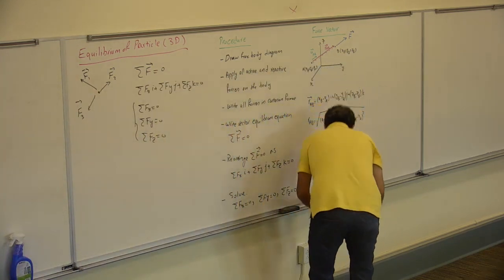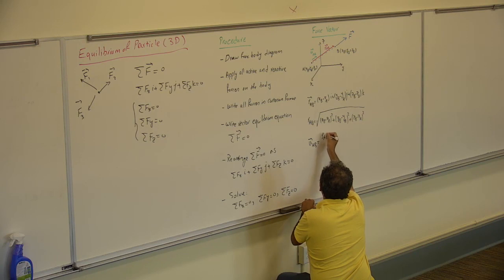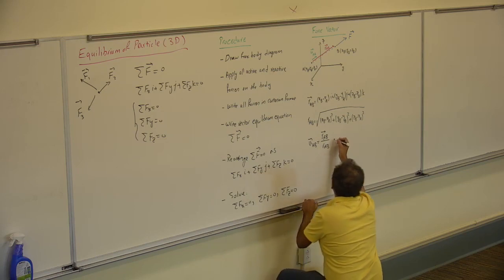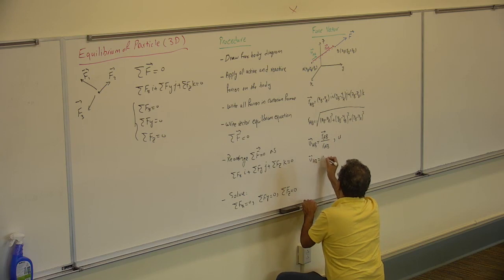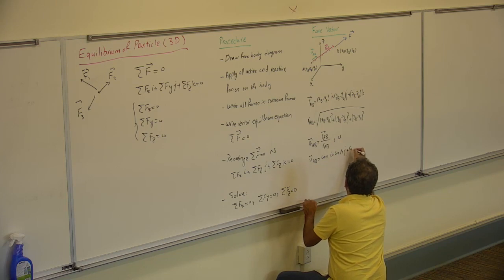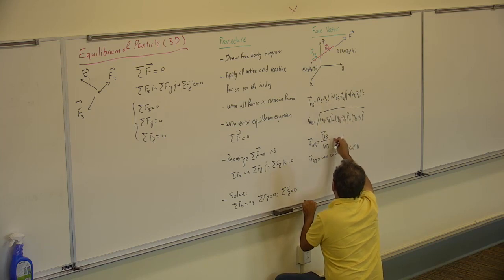Now, what was the UAB? Remember? UAB is RAB divided by the magnitude of RAB, or UAB is cosine alpha i, cosine beta j, cosine gamma k. Either this one or the other, depends on what we have. If you have the angle, this is the one you use. If you have the coordinates x, y, z, this is the one you use.